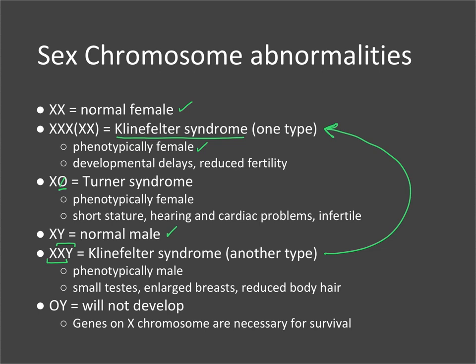And in the situation where a zygote would maybe end up with just a Y chromosome, so once again we can say 0Y, remember that this is not compatible with development because the genes on the X chromosome are necessary for survival. So if there's no X chromosome, then that individual can't develop. And so that's a zygote that would just not develop to begin with.